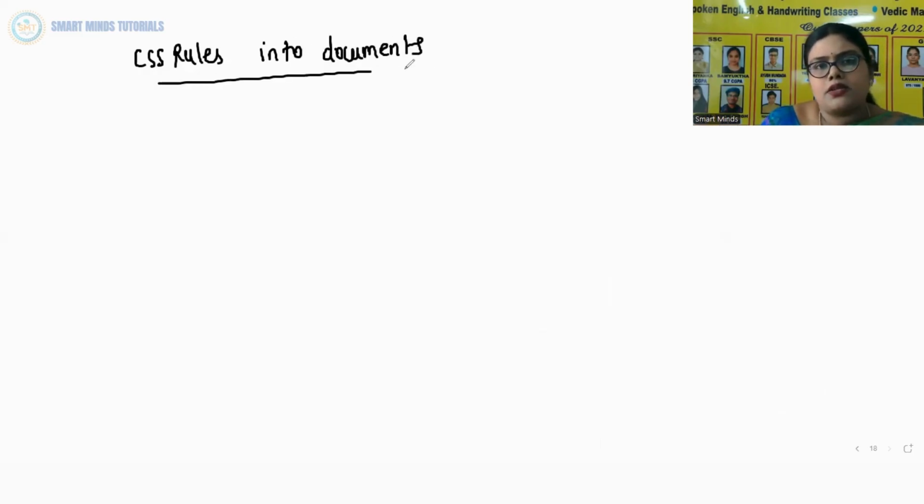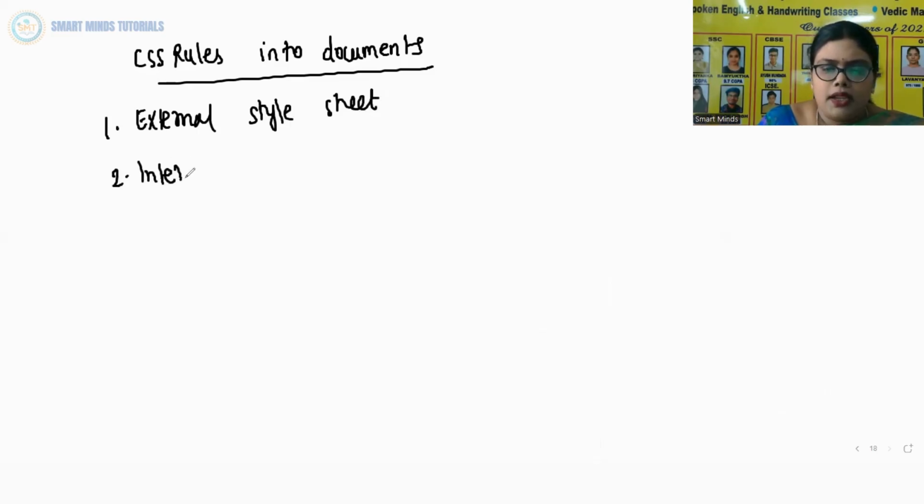Now let's see the different ways of adding CSS rules into documents. So how can you add CSS rules into the documents? It can be added in three ways. Number one is external style sheet. Number two is internal style sheet. Number three is inline style sheet.